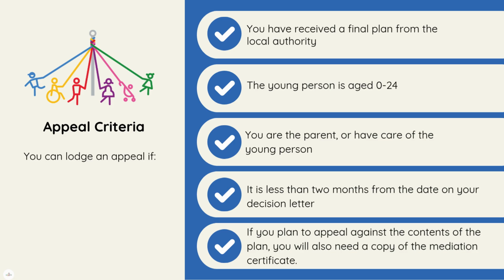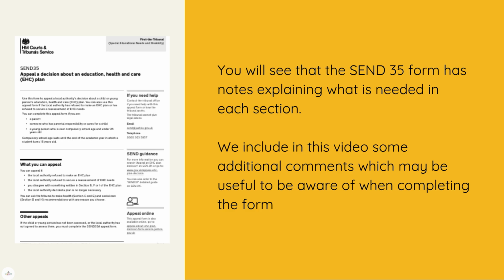If you plan to appeal against the contents of the plan, you'll also need a copy of the mediation certificate. You will see that the SEN 35 form has notes explaining what is needed in each section. We include in this video some additional comments which may be useful to be aware of when completing the form.